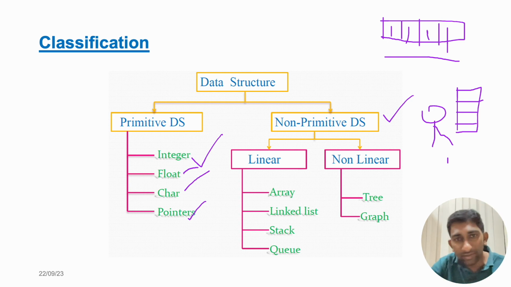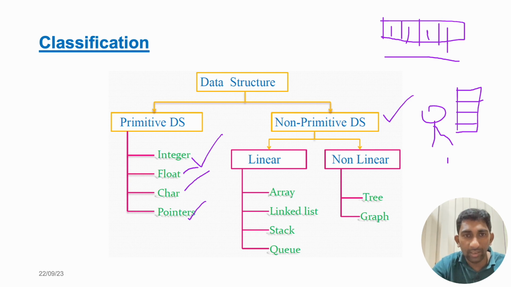I hope you understood the classification of data structures. Very simple: data structures are of two types, primitive, that is predefined, and user-defined. And in user-defined, again we have linear and non-linear. We also have homogeneous and non-homogeneous. Homogeneous means similar type of data items, non-homogeneous means there is no relationship.